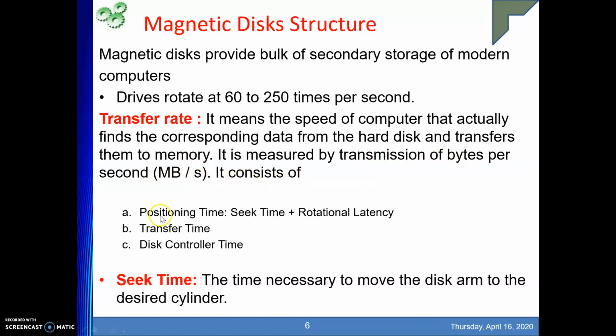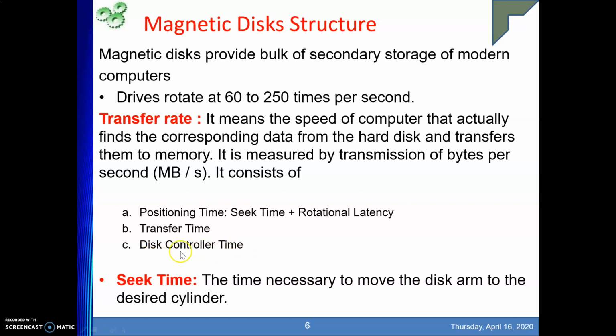It consists of positioning time. Positioning time has one part that is seek time and one part that is rotational latency. We are coming to what these two terms are. Next is transfer time. So positioning time is to locate the information on the disk, right? Locate the block under the read write head by doing these two things: seek time and rotational latency. Then after that, transfer the information to the computer. Then the third one is disk controller time. Suppose when we have placed the request, the controller is busy doing some other work, meaning other requests, then our request needs to wait.